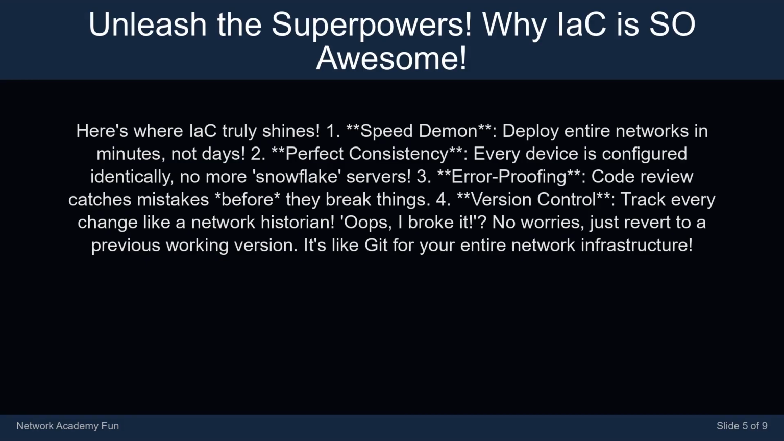1. Speed Demon. Deploy entire networks in minutes, not days. 2. Perfect consistency. Every device is configured identically. No more snowflake servers. 3. Error proofing. Code review catches mistakes before they break things. 4. Version control. Track every change like a network historian. Oops, I broke it? No worries. Just revert to a previous working version. It's like Git for your entire network infrastructure.